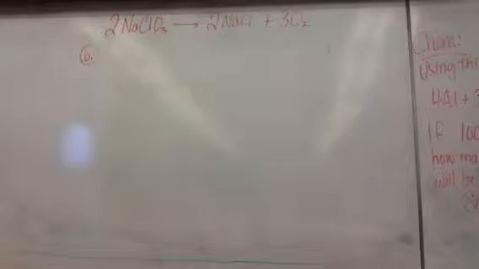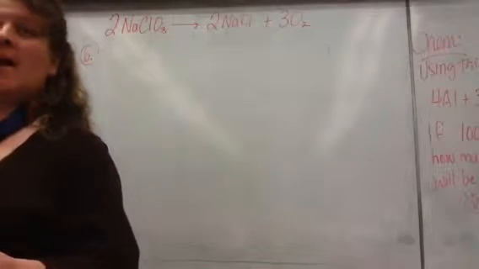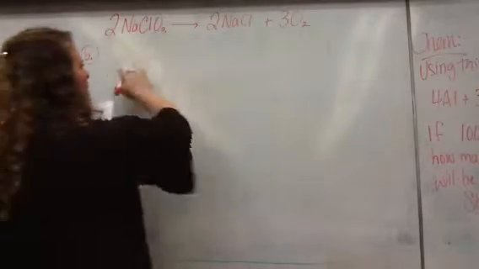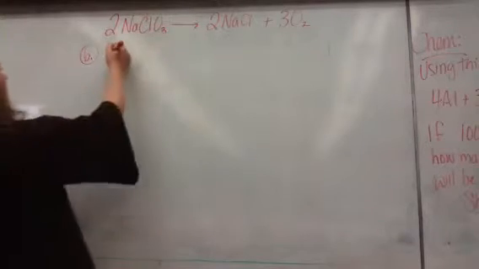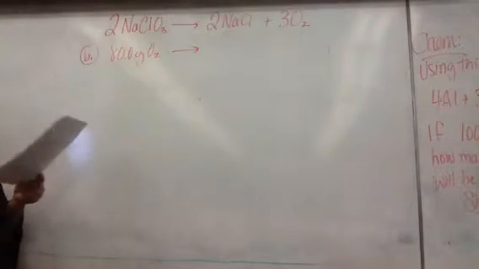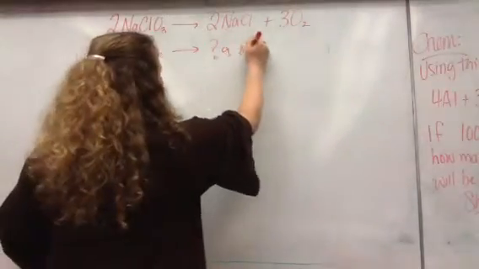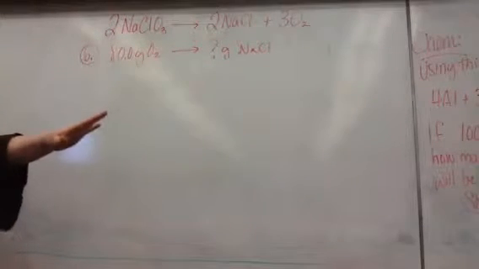Number 2 says, how many grams of NaCl are produced when 80 grams of O2 are produced? Okay, now I want to ask you something. When we write up here what we're going from and to, what are we starting with? Grams of O2. So we're going from 80.0 grams of O2, and what are we going to? Grams of NaCl. Okay, so this is a gram to gram. This is going to be one of our long ones.